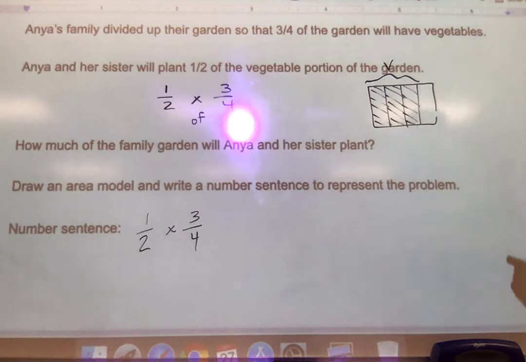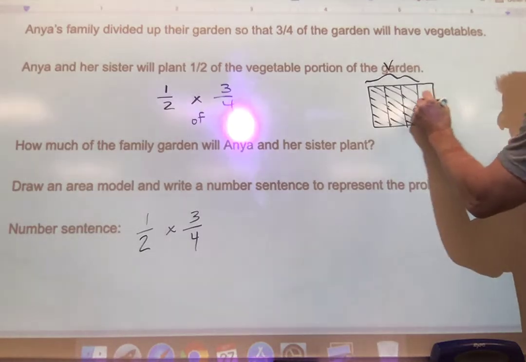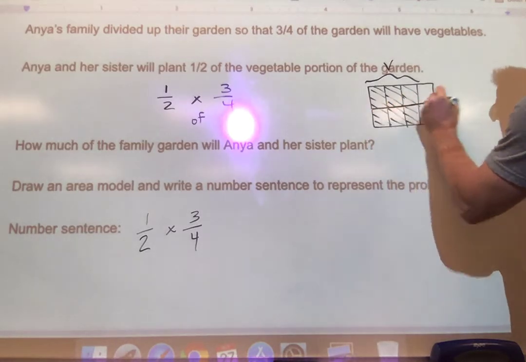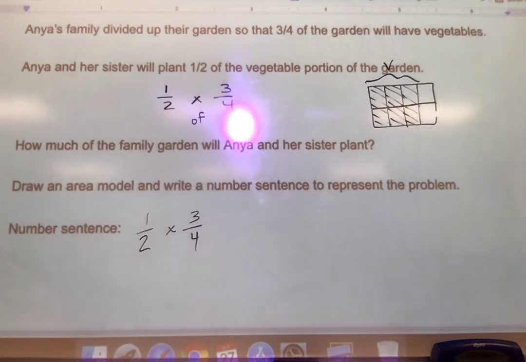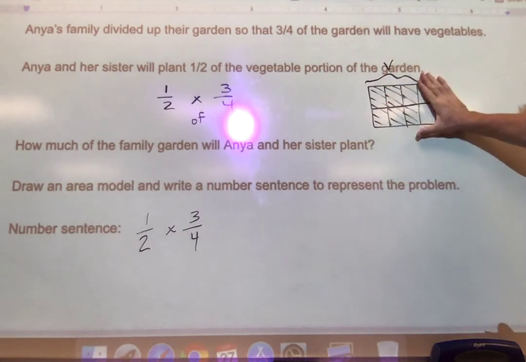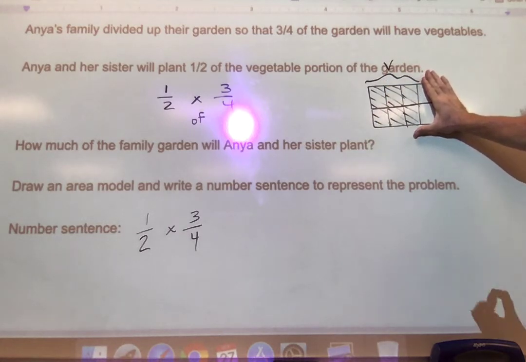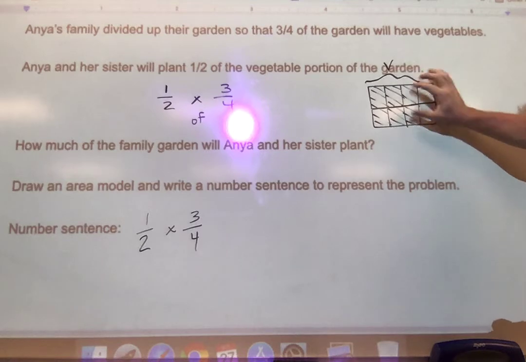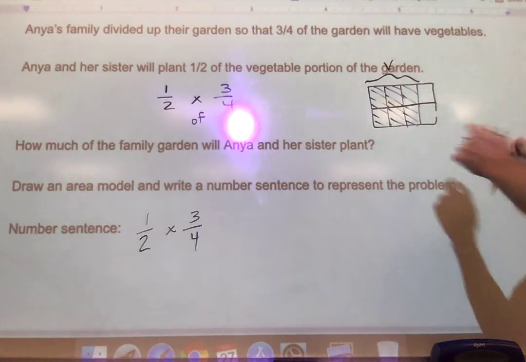And I could use a different color marker, but I'm going to show you how when I do this. I'm going to cut it in half this way. And now they get to plant half of that 3/4. Right now I'm only looking at this. That's 3/4. There's the vegetables. And I need to find half of that then. So I could pick the top half or the bottom half. It doesn't really matter. I could do other things too, but let's just make it simple. I'm going to take this top half and say this is what they get to plant.